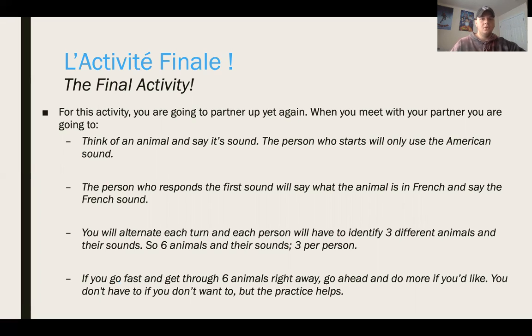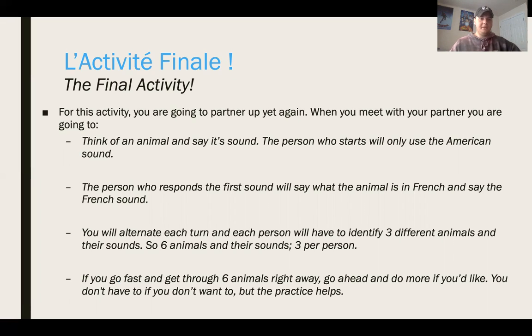The person who starts will only use the American sound, and the person who responds to the sound will say what the animal is in French. So if I was working with myself, I would use the American sound. Let's do an example. I would say who, and then if I were my own partner, I would say hibou. Hibou would be an owl. So if I said who, I would respond with hibou.